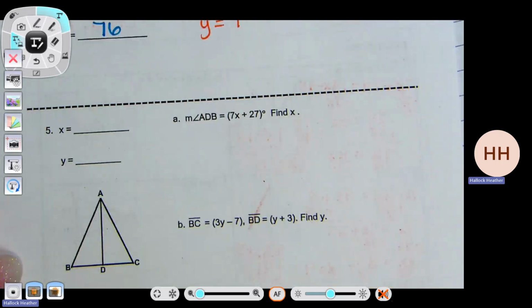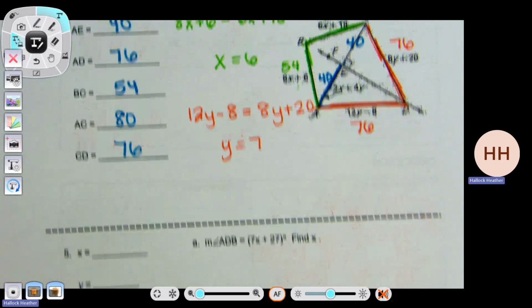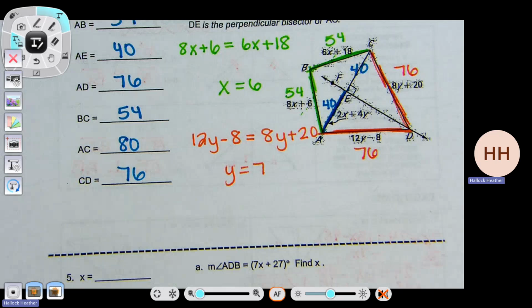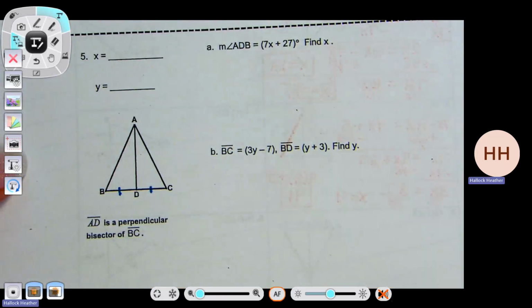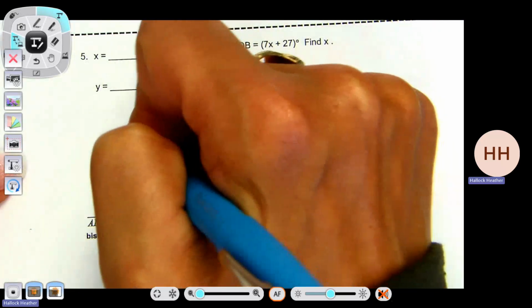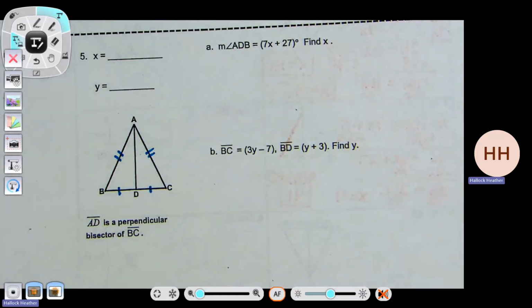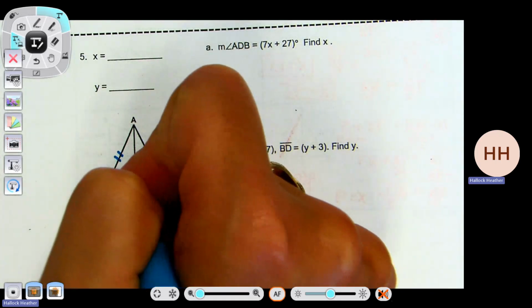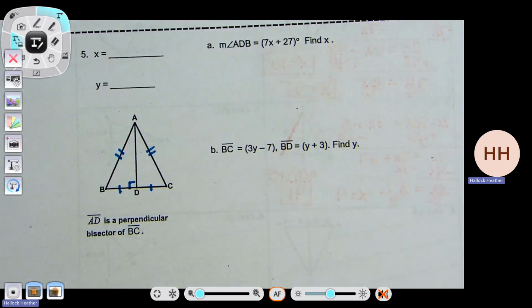So down here for number 5, it tells you that it's a perpendicular bisector of BC, but there's nothing in your picture. If you know it's a perpendicular bisector, you know that the bottoms are congruent. You know that the sides are the same. And you also know something else. What else do you know if it's a perpendicular bisector? It's a right angle. So I'm going to put that in my picture because this stuff is going to help me once I put the numbers in the problem.